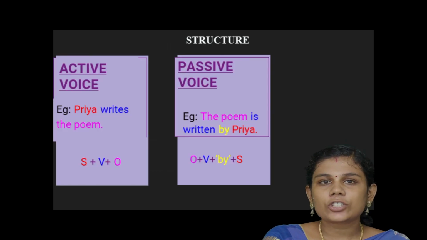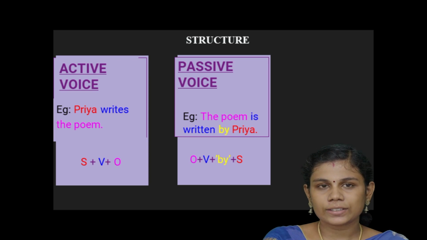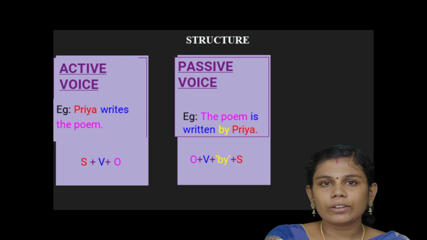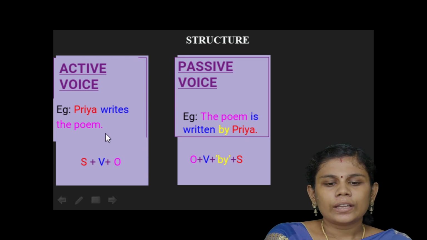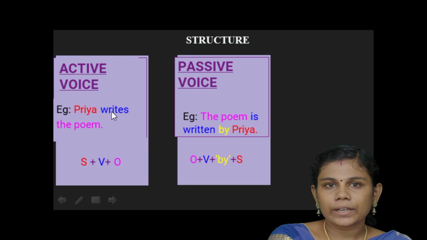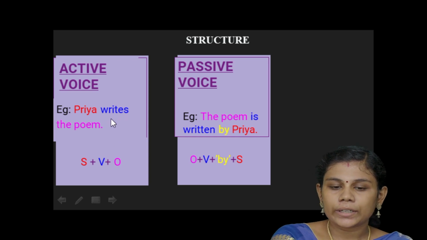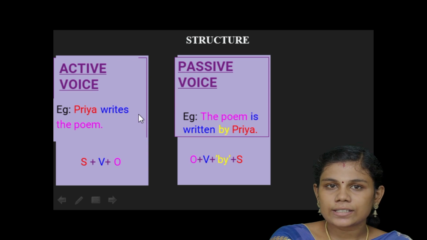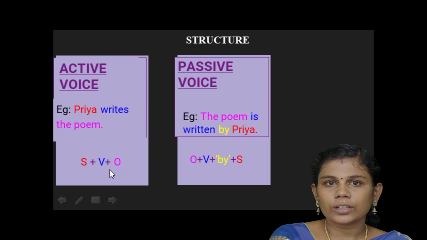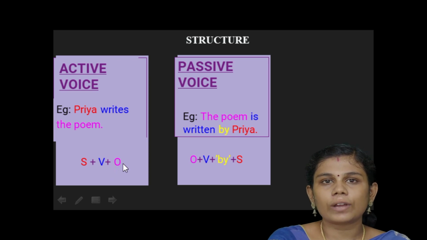Let's see the structure of active voice and passive voice. Here I have given you a sentence. Priya writes a poem. In this sentence, we can see Priya. Priya is the subject. She is doing the action. What is she doing? She is writing the poem. So, Priya is the subject. Writes is a verb. The poem is an object. So, the active voice structure will be like this. Subject, verb, object. This is the structure of active voice.